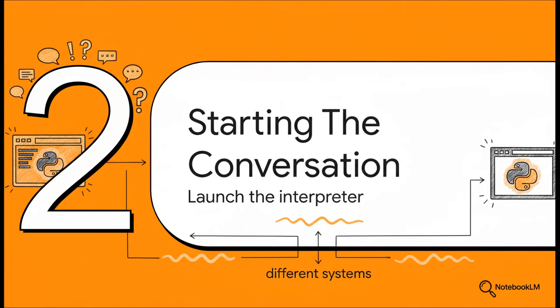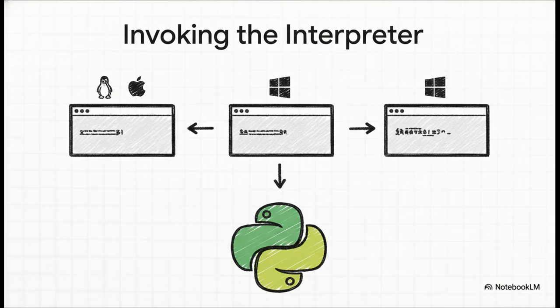Okay, so you're ready to start talking? Awesome. The very first step is just launching the interpreter from your terminal. It's way easier than it sounds, but the exact command can be a little different depending on your computer. So depending on if you're on a Mac, Linux, or Windows, you'll probably type one of these commands and hit enter. Now don't worry if your version number isn't exactly 3.14, that's totally fine. The goal here is just to knock on Python's door and get its attention.